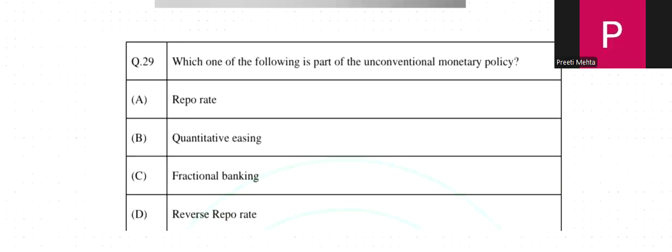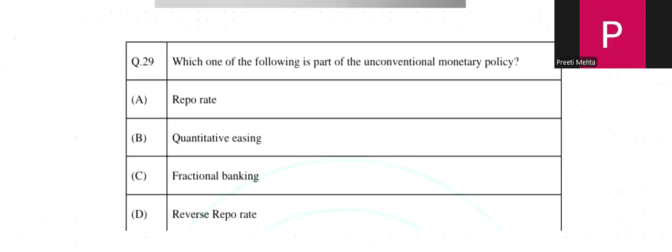Alright, let's think about it. Central banks like the RBI, Federal Reserve or ECB use monetary policy to control money supply and interest rates. Now usually they use traditional or conventional tools like repo rate, option number A, which means when RBI lends to banks. Option B, reverse repo rate, when RBI borrows from banks. These are the normal policy instruments you hear about in everyday news.